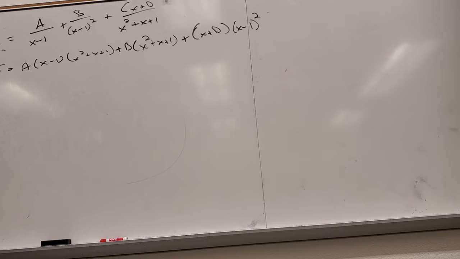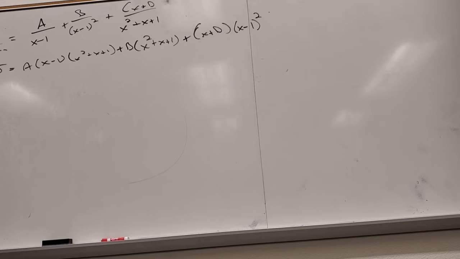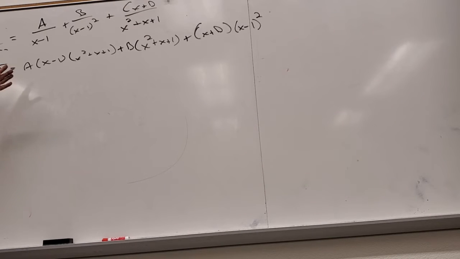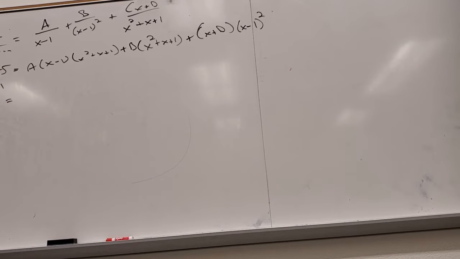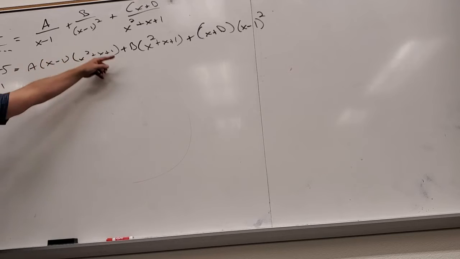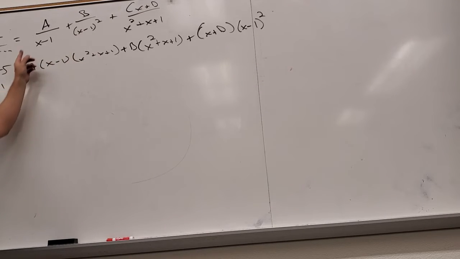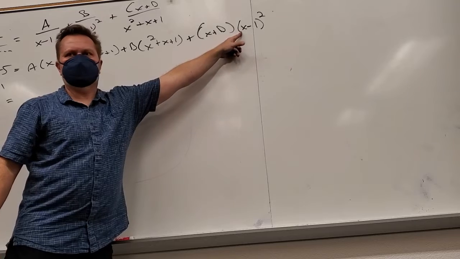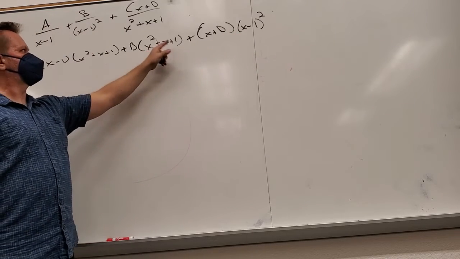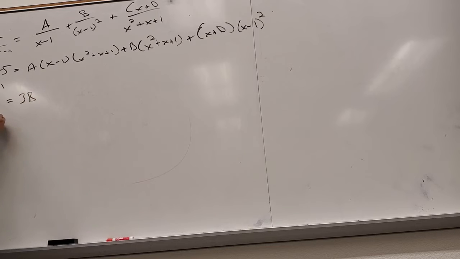One thing you could do right now, before you start making your ABCD equations and going insane, is use the alternate method. Is there a value of x that will help me? There's only one, and it's 1. If I let x equal 1, 1 minus 13 is negative 12, plus 8 is negative 4, minus 5 is negative 9. This whole thing dies, because when x is 1, this is 0. So negative 9 equals B times 3, since 1 plus 1 plus 1 is 3. So B equals negative 3.